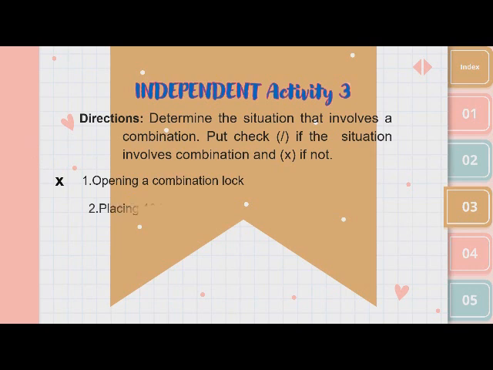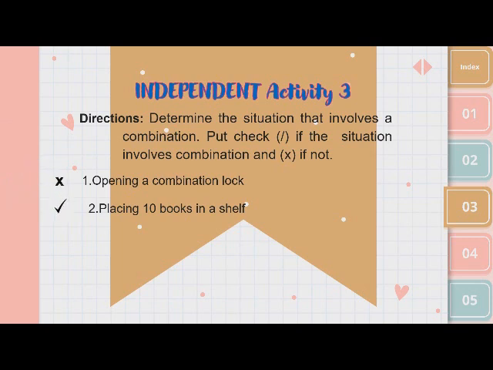Number 2, placing 10 books in a shelf. If you will just place the 10 books in a shelf, it is not mentioning here that you are going to arrange. So if you will just place the books in the shelf, that is simply a combination. But when it says arrange the 10 books in a shelf, you are referring to permutation. But take note, this is just placing 10 books in a shelf. So therefore, this is not permutation. This is combination, so it is a check mark.